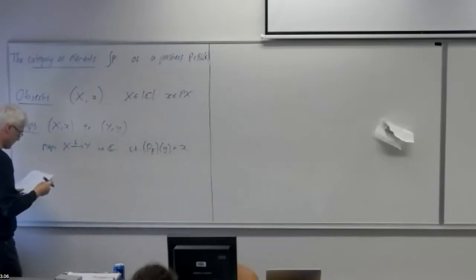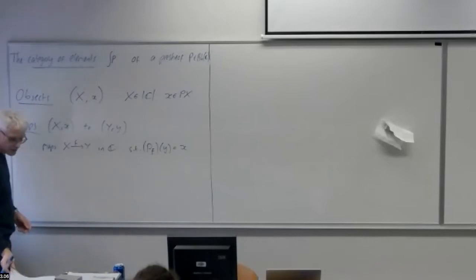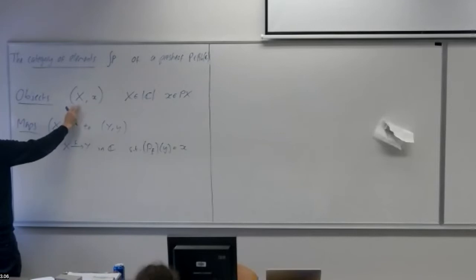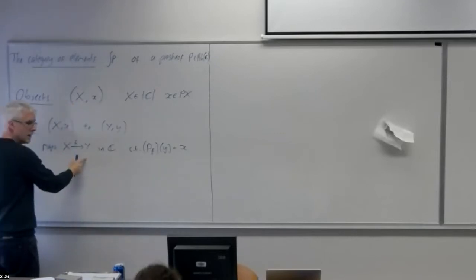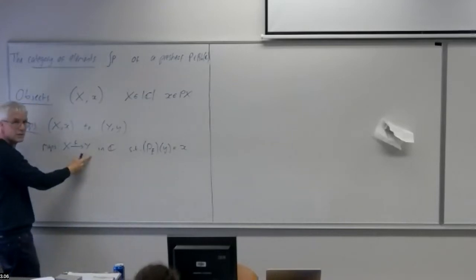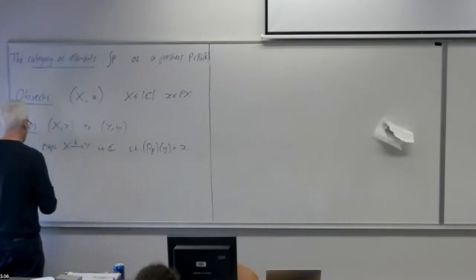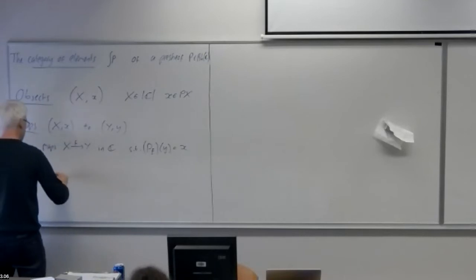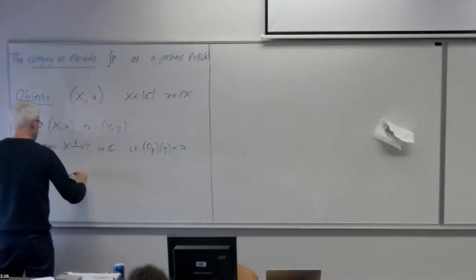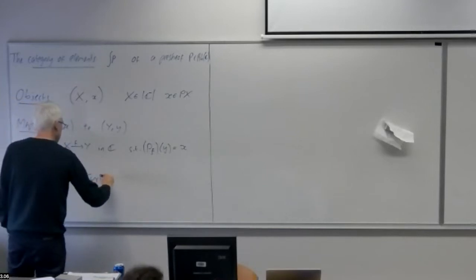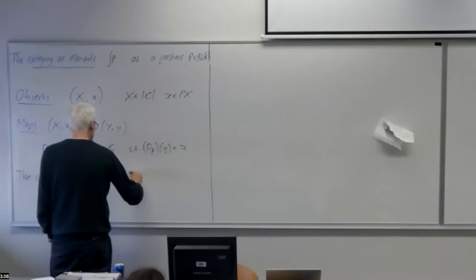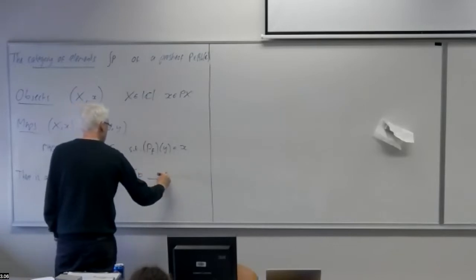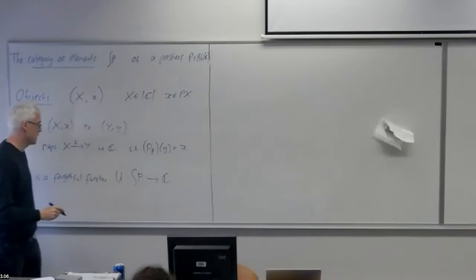And that's it. And we just observe, because objects of the category of elements include an object of C, and the maps are maps between the objects, there's an obvious forgetful functor U from the category of elements of P to the small category C that we started with.